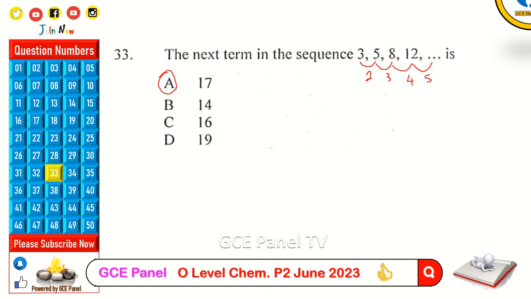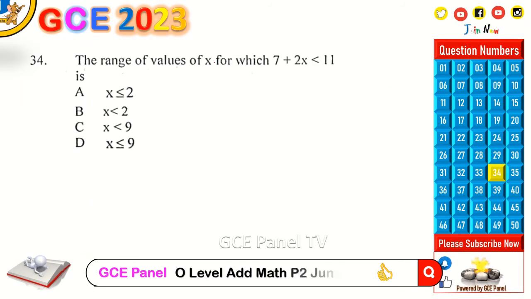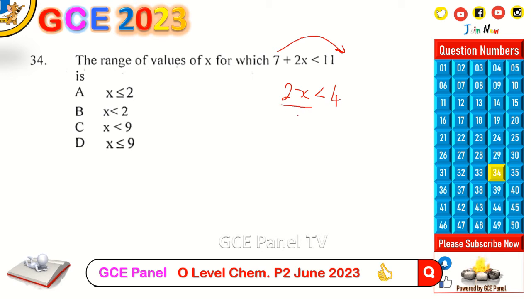Question 34. The range of values of x for which 7 plus 2x is strictly less than 11 is. We can solve this one as a simple equation, but we take care not to divide by a negative number without inverting the sign. We carry this 7 to the right hand side, it becomes negative 7. So 2x is less than 11 minus 7, which is 4. So 2x is less than 4, and from here divide both sides by 2. When divided by a positive number, the sign does not change.